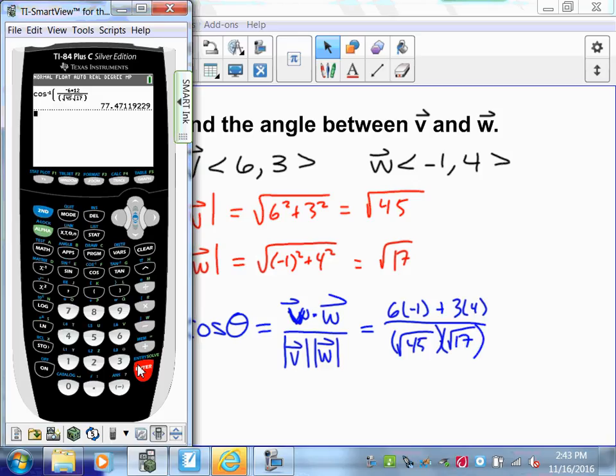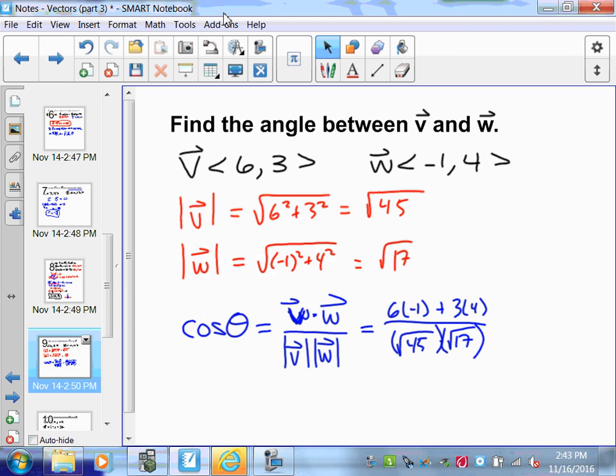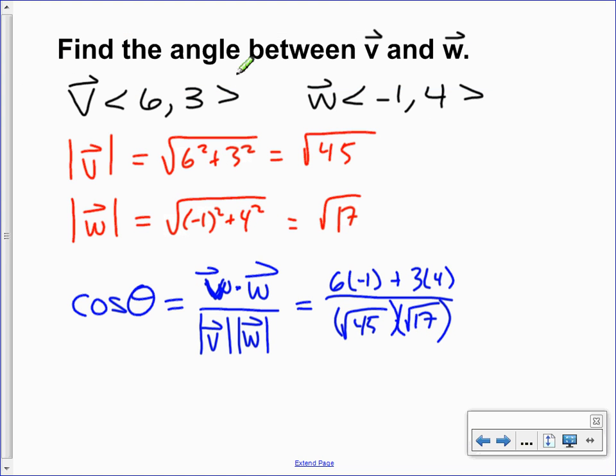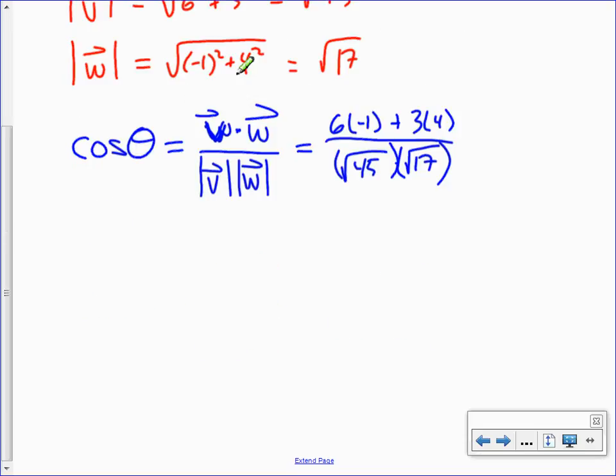So when you do second cosine, just put this in parentheses divided by this in parentheses. You can do it. Alright. 77.471 degrees.